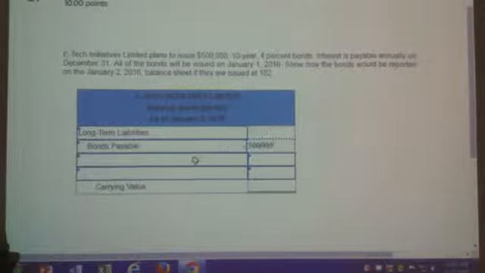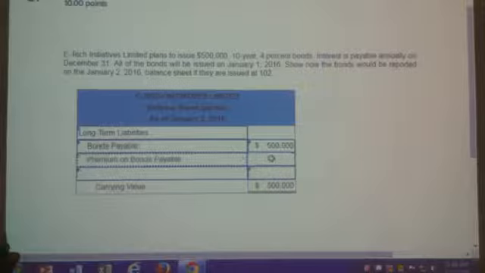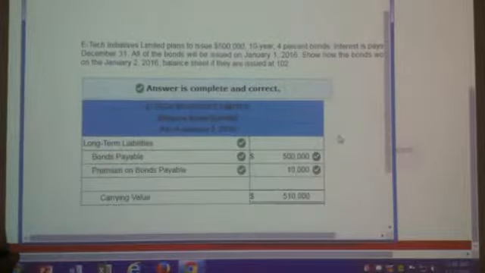And then because it's issued at more than 100, this is a premium. The premium is 2%. So if we do 2% times 500,000, we get 10,000. This is a premium. This should be added to the amount of the face value, which gives us a total of 510,000. And as you see, our answer is complete and correct.